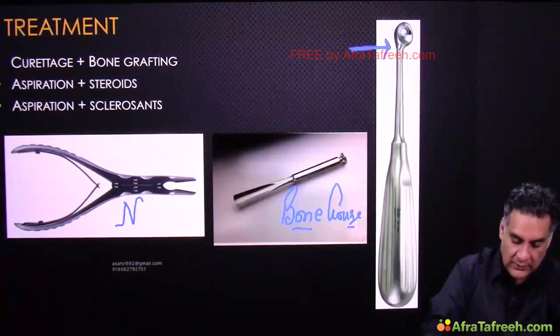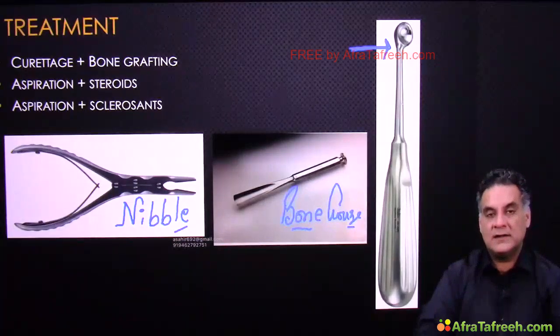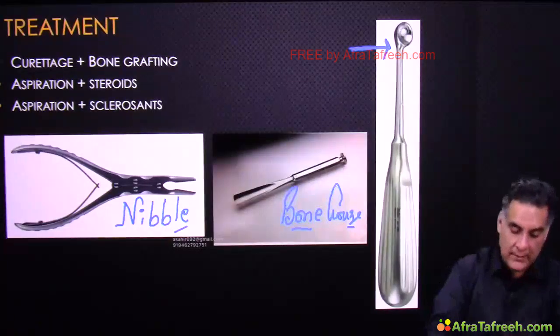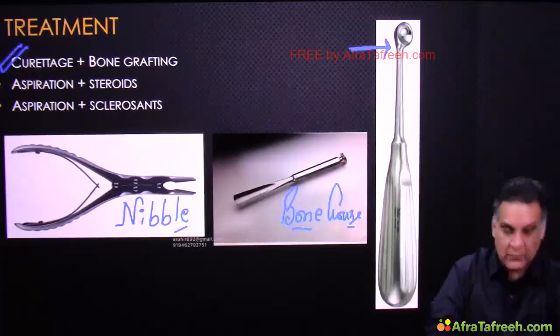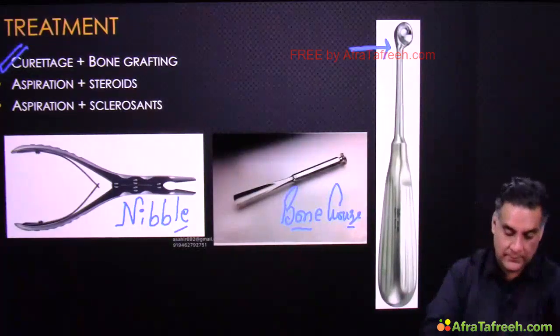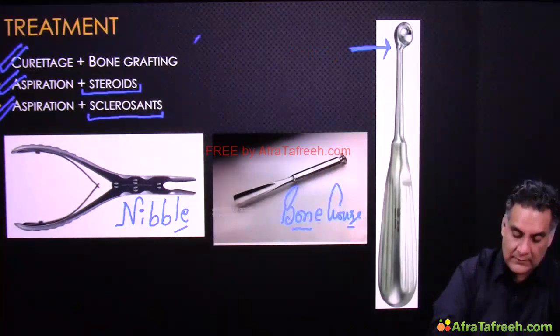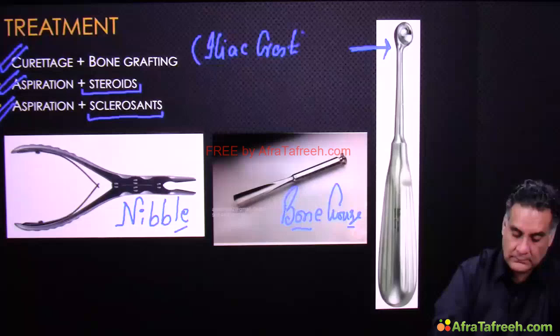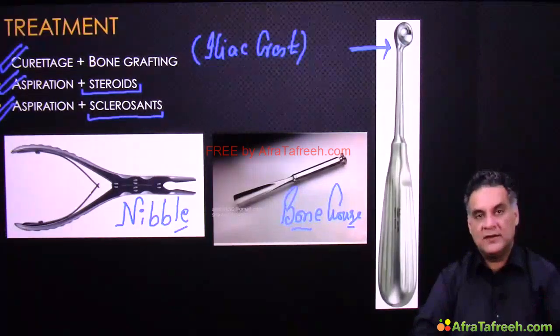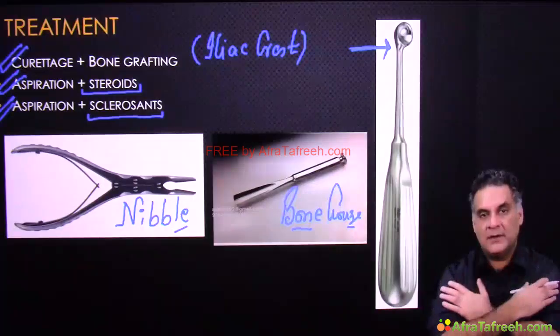But the most common instrument used in orthopedics overall is the nibbler. This is a bone nibbler. So these are the things that will scoop out the bone from the cavity. So curettage, and put a bone graft, which is usually taken from the iliac crest. You can aspirate and put steroids into it. You can aspirate or put sclerosants into it. So bone grafting if required, iliac crest, or aspirate and put steroids, or aspirate and put sclerosants. Unicameral bone cyst, upper end humerus.